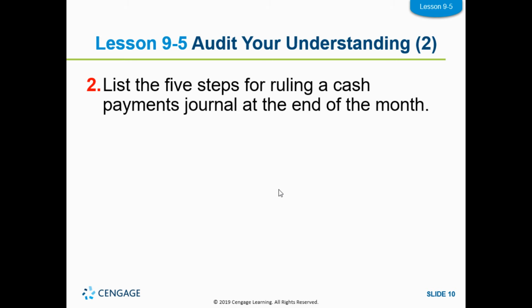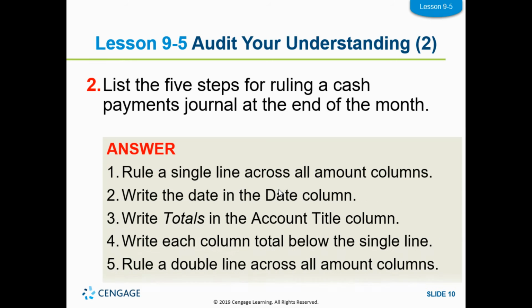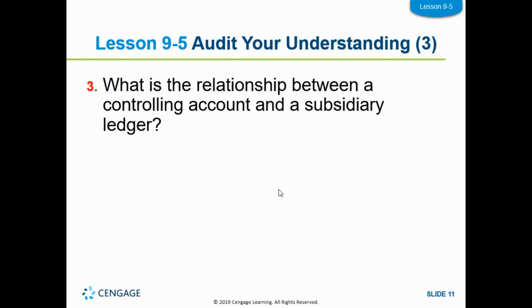List the five steps for ruling a cash payments journal at the end of the month. Single rule, single line across all columns. Write the date, write totals, write each column total, double rule. Pretty much stuff we've done before.